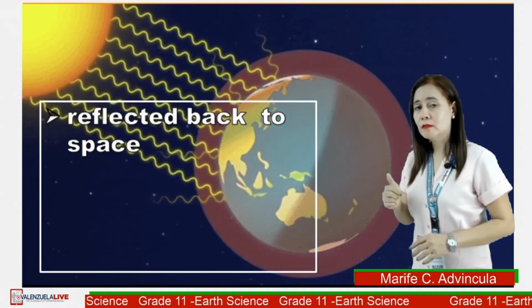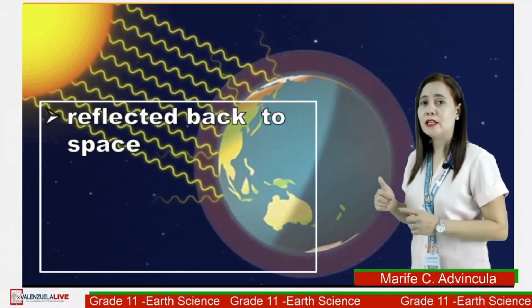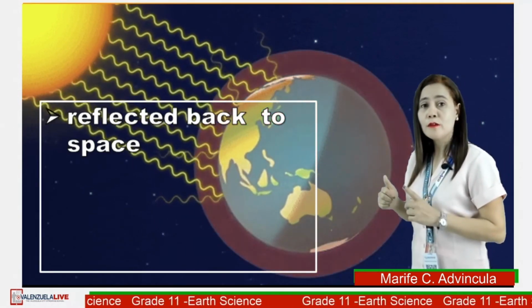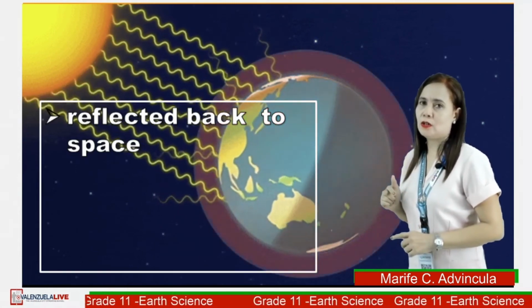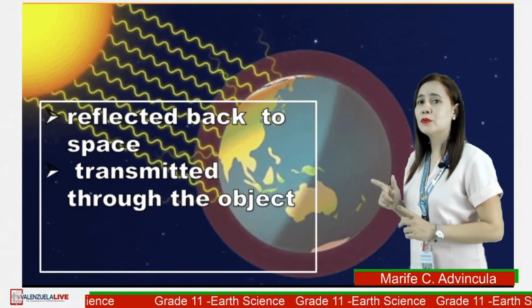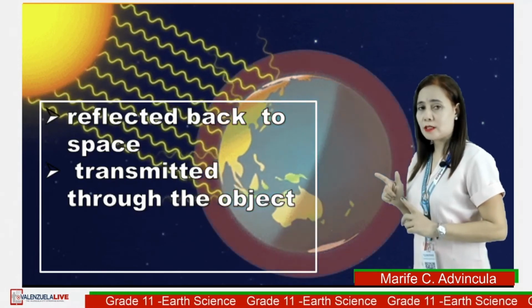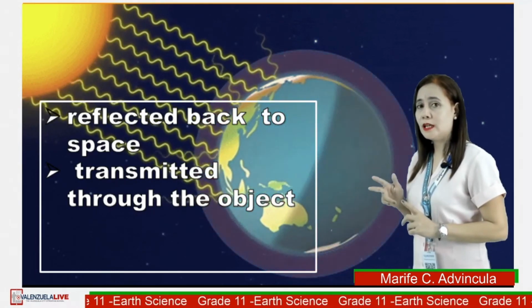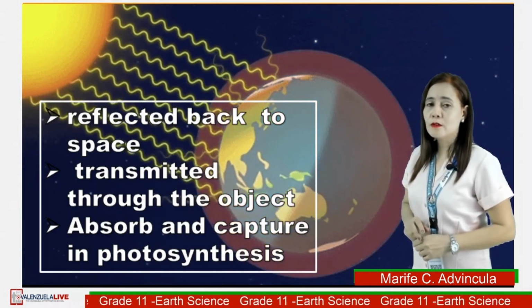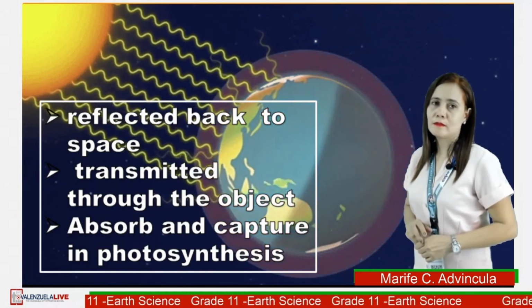Number one, some of the light energy is reflected back to space in the form of infrared radiation. Number two, some is transmitted through the objects. And number three, some is absorbed and captured in photosynthesis.